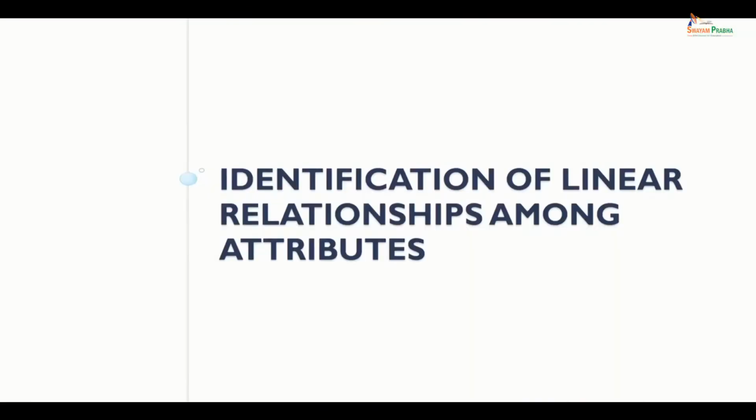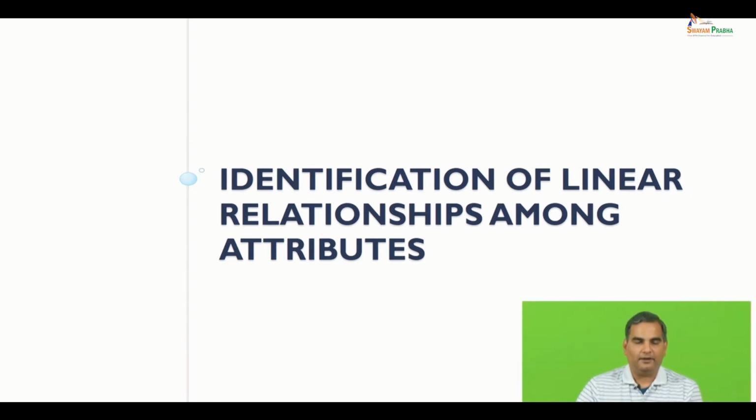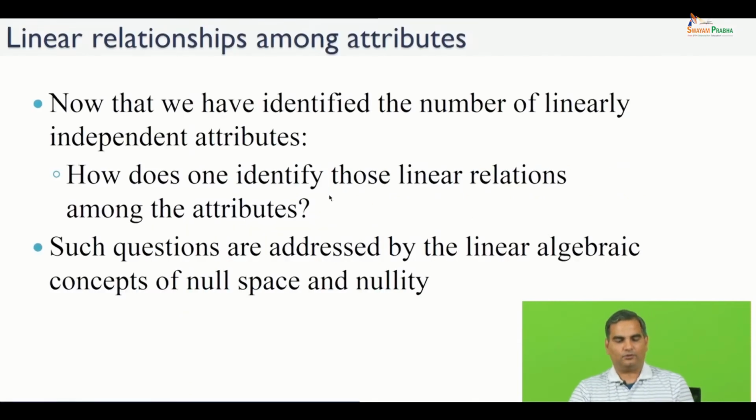Now that we have talked about identifying how many independent variables there are, assume that the number of independent variables is less than the number of variables, then that basically automatically means that there are linear relationships between these variables. Now we ask the next question as to how do we identify these linear relationships among variables or attributes.